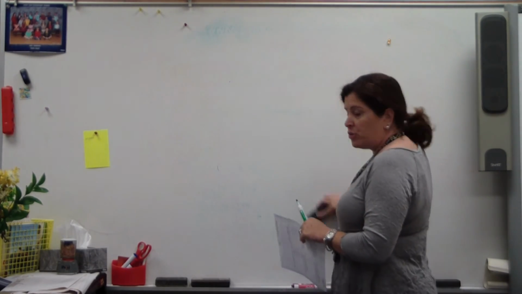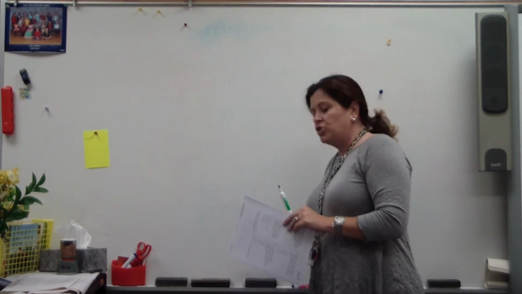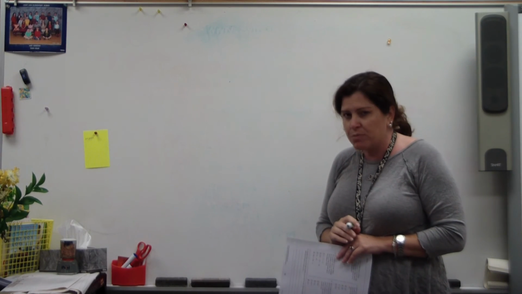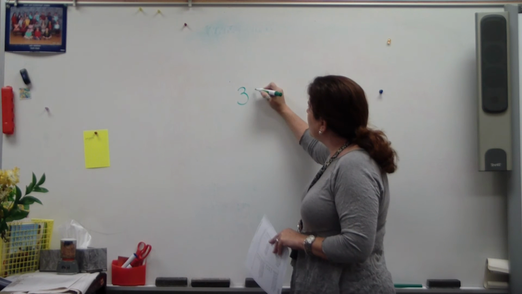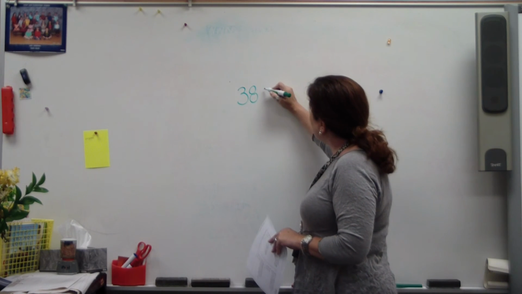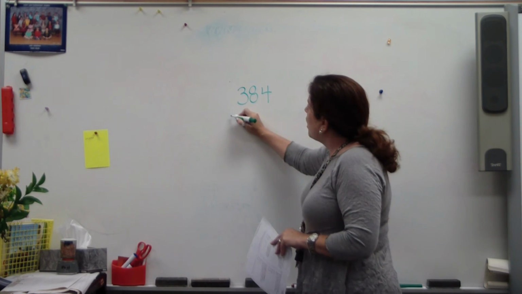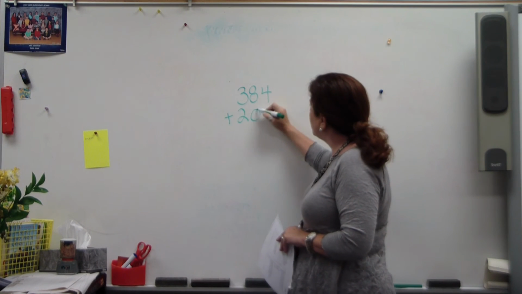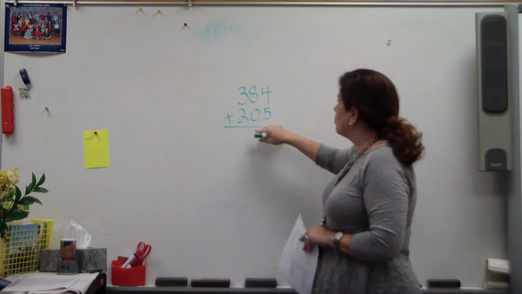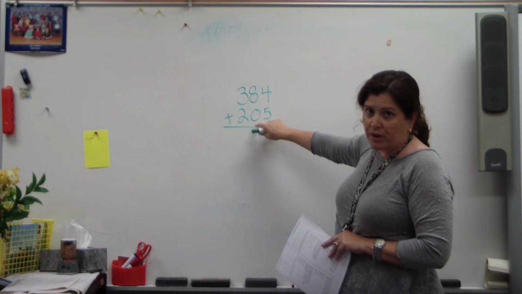I want you to do 2 on your own on a sheet of paper, and I'm going to have you bring those in tomorrow for us to practice. Your addition one is going to be 384 plus 205. Don't forget that place value of those zeros, okay?